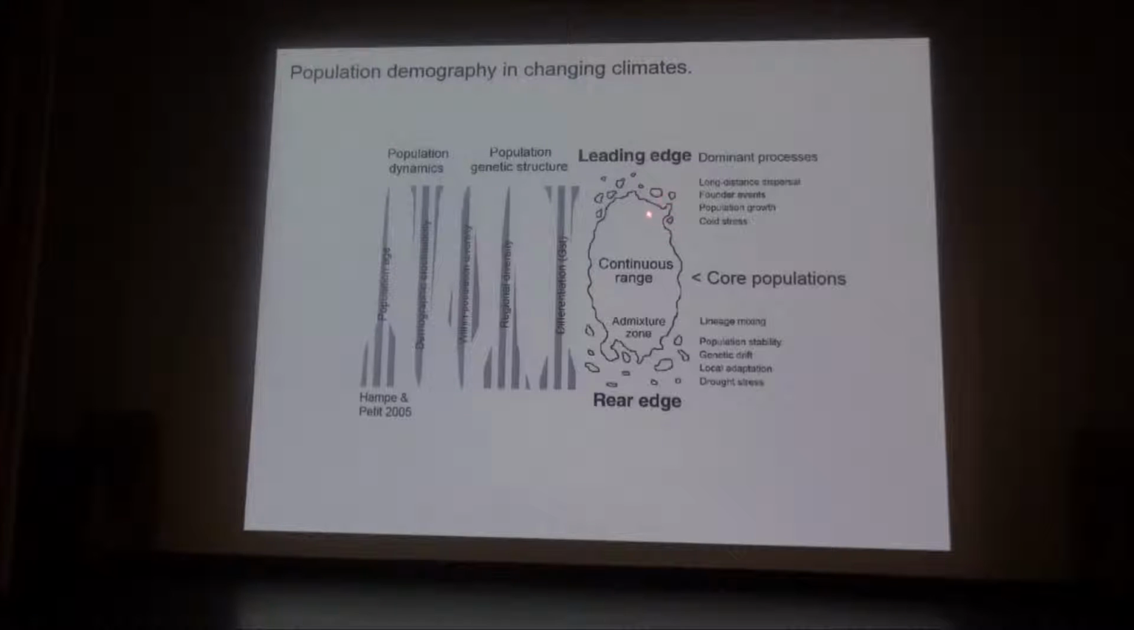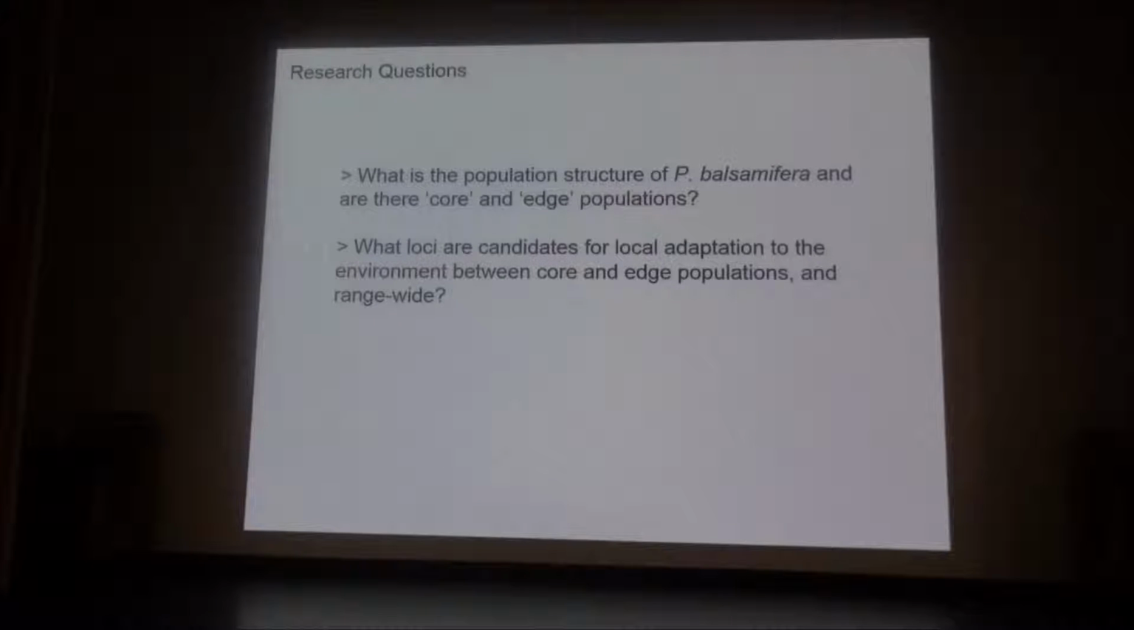If you're interested in cold stress, going to the leading edge would be important. So a lot of these different dynamics, differences in effective population size, and differences in population structure are all things you need to take into account when you're looking to find adapted loci. So my research questions are simple for my system.